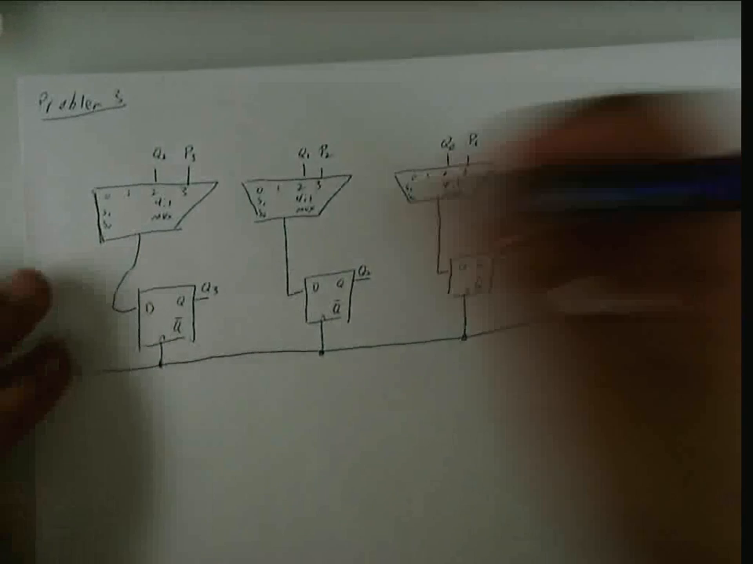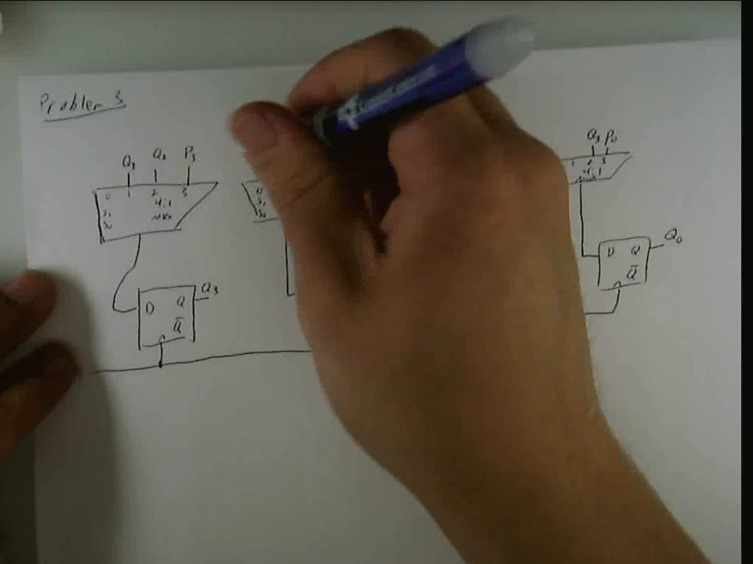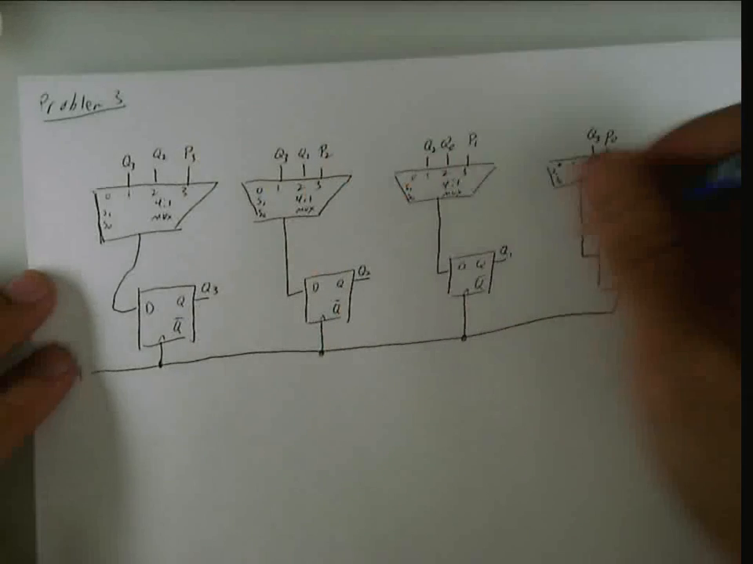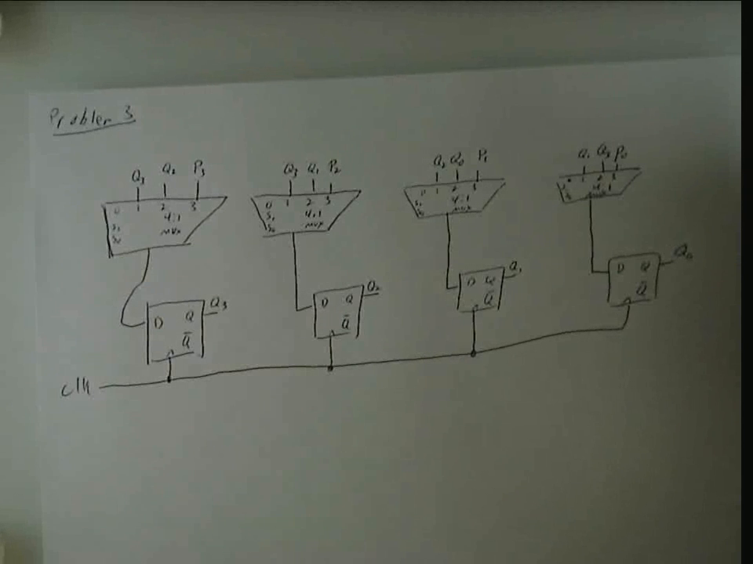Arithmetic right shift, Q3 is going to go back into itself and get shifted down. So we're sign extending. Q2 is going to shift right, Q1 is going to shift right, and we're not going to put Q0 anywhere. That bit is just going to get lost.